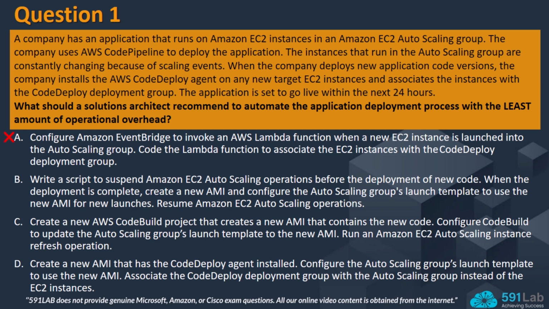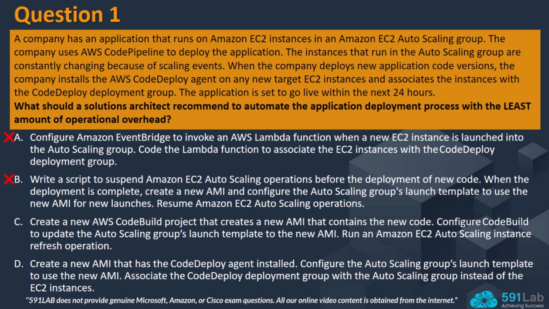Option B. Write a script to suspend Amazon EC2 Auto Scaling group operations before the deployment of new code. When the deployment is complete, create a new AMI and configure the Auto Scaling group launch template to use the new AMI for new launches. Resume Amazon EC2 Auto Scaling group operations. This approach could work, but it requires manual intervention and is more prone to errors, especially in a fast-paced deployment scenario. This one is also not the correct answer.